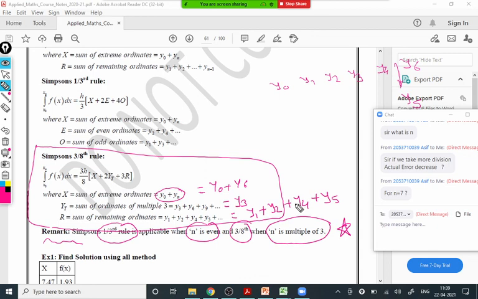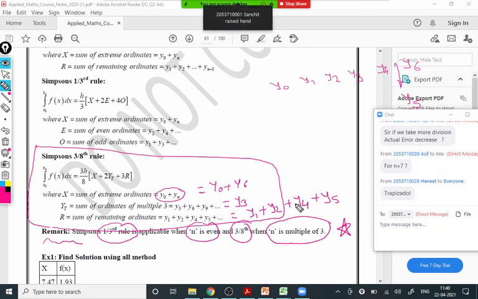For n equal to 7, Asif, you should tell me which method you will use if n is 7. Anyone? Which method? Trapezoidal. Trapezoidal is the best method for n equal to 7, because it is neither even nor a multiple of 3. Yes, Sanchit, is there any doubt?